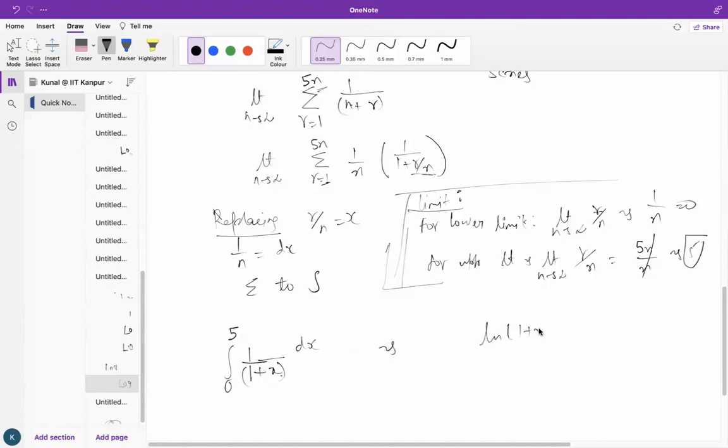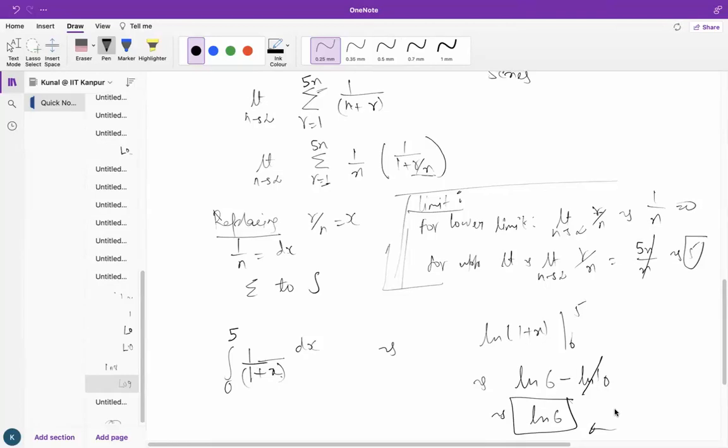And we all know that the integration of 1 by 1 plus x is nothing but ln of 1 plus x. Now it's time to substitute the limit. So ln 6 minus ln 1, and we know that the value of ln 1 is 0. So our summation is ln 6. I hope you all understand what I'm trying to say, right?